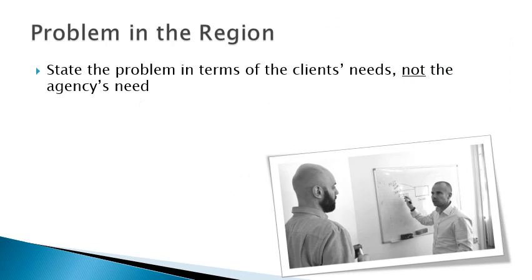Okay, let's talk about how we begin thinking of the problem in the region. When you're talking about that problem, I want you to state it in terms of the client's needs or the constituent's needs, however we're going to look at that, not the agency's needs. So when you write that problem analysis, and this won't be till next week, nowhere in a problem analysis should be the name of the program or your agency or any other agency. All we want is statistics based on the problem.